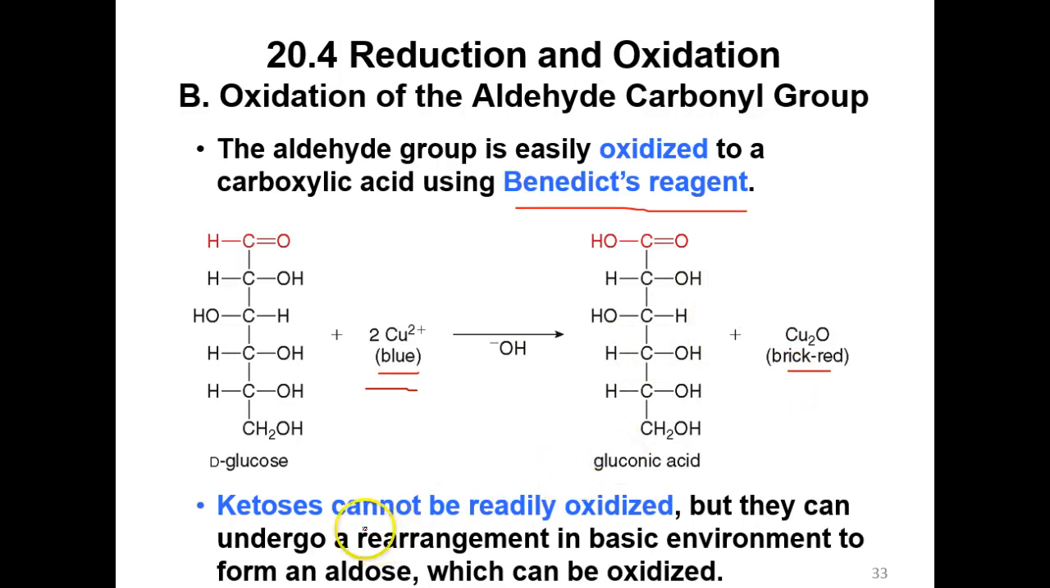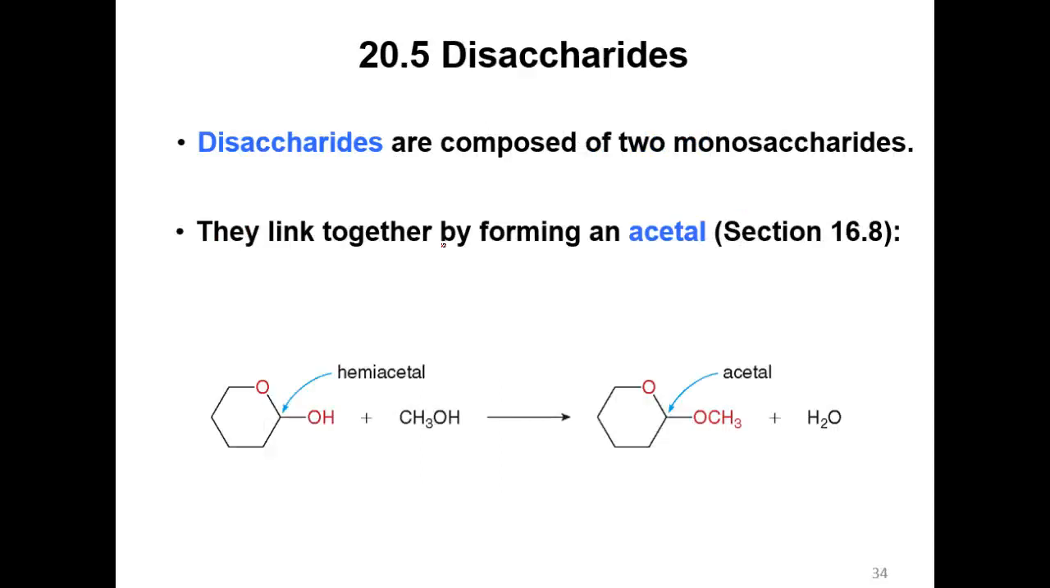All right, ketones, however, or ketoses cannot do that because a ketose, remember, has a ketone right here. You can't oxidize it to a carboxylic acid. So this specifically is a test for aldoses, for aldehyde sugars.